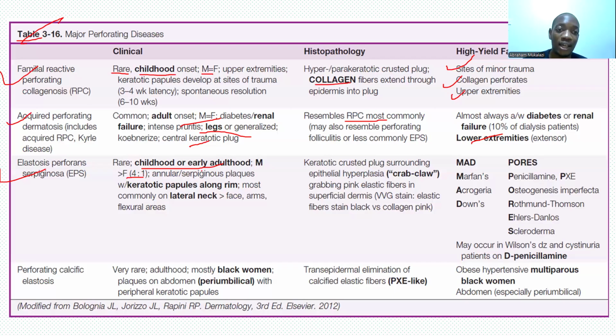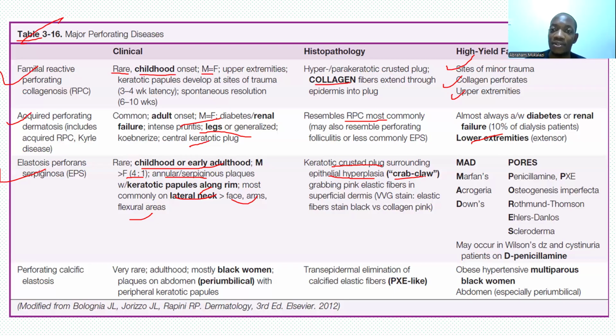And you will see annular or even serpiginous plaques with keratotic plaques along the rim, and most commonly it can affect the lateral neck, or it can also be on the face and the arms. When you do histopathology, you see keratotic crusted plaques surrounding epithelial hyperplasia, which you call a crab claw sign. And because of this, you will be able to make a diagnosis and distinguish it from other lesions that can also give you an annular pattern, like granuloma annulare, clinically on the skin.